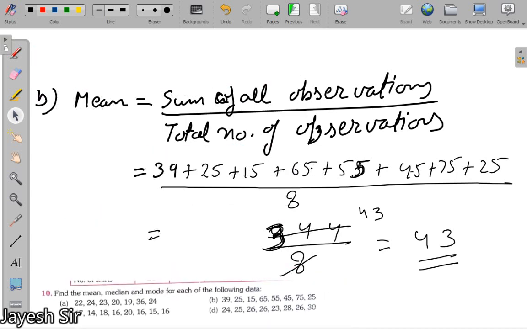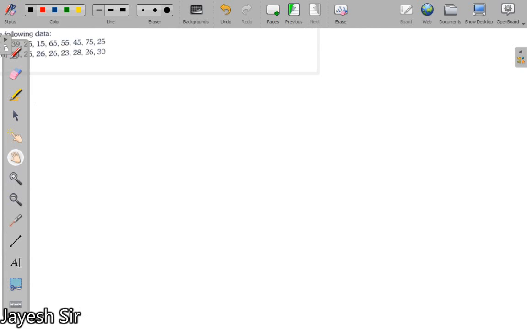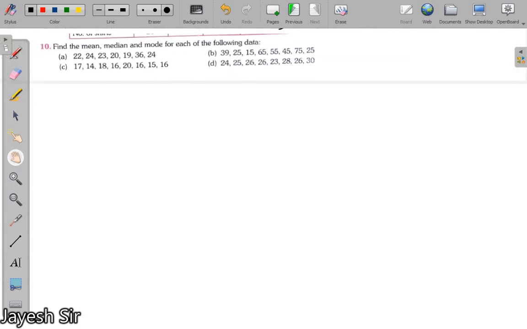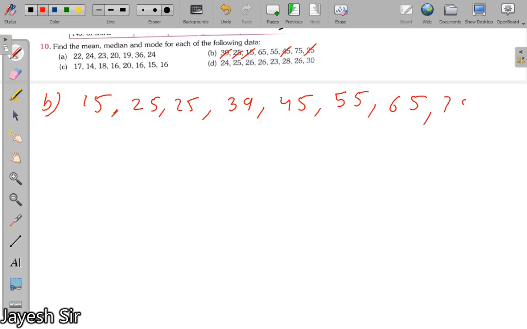Okay. Next we have to determine the value of mode and median. So for mode and median, first of all we will write in ascending order. So smallest number for B part is 15. Then the next higher number than 15 is 25, that comes twice. Then you have 39. Then after 39 there is 45. After 45 there is 55, then 65, then 75.